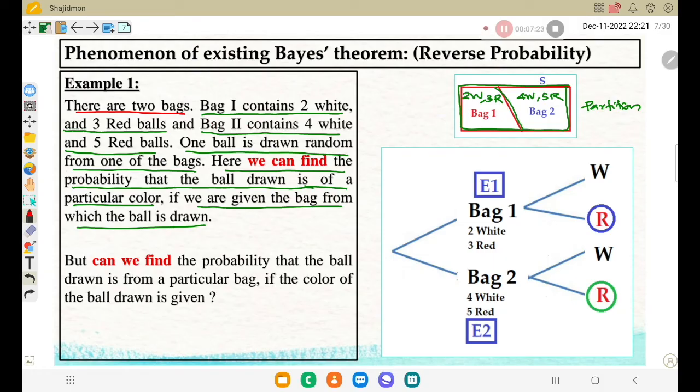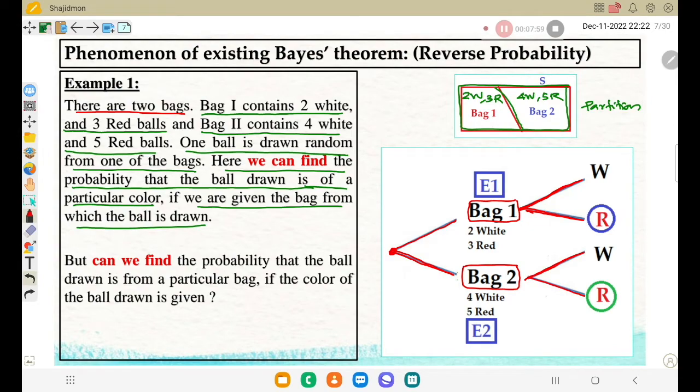Now you can see this situation, the tree diagram of this situation. Starting from here, we have two partitions in the sample space. One is bag number 1 and the second is bag number 2. Bag number 1 has 2 white balls and 3 red balls. Bag number 2 has 4 white balls and 5 red balls. Bag number 1 continues with a white ball option and a red ball option, and bag number 2 also has white ball and red ball options.